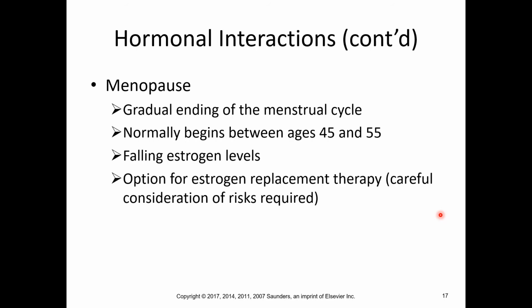Menopause. Menopause is the gradual ending of the menstrual cycle. This can begin between ages 45 and 55, and it can be marked by falling estrogen levels. There are options for estrogen replacement therapy, but the physician and patient have to consider the potential risks involved.